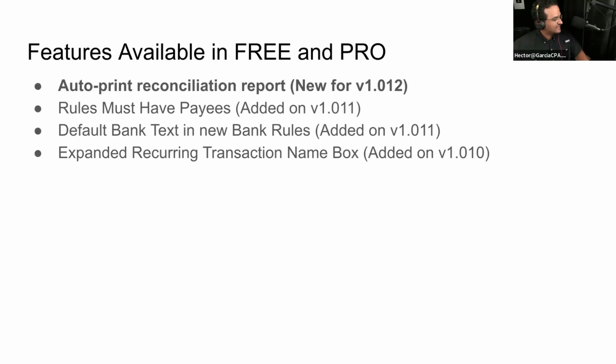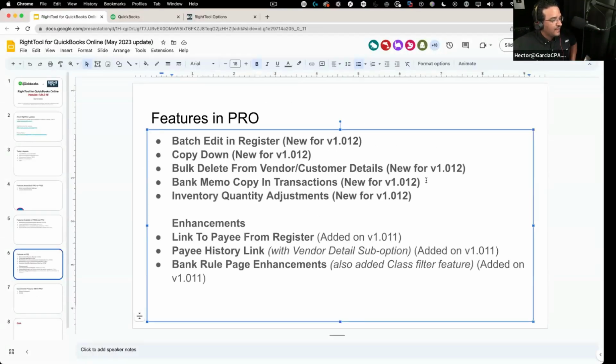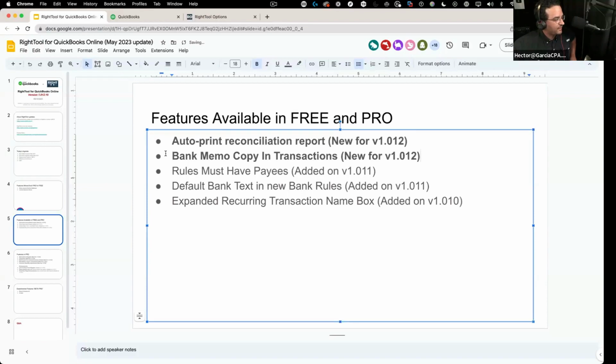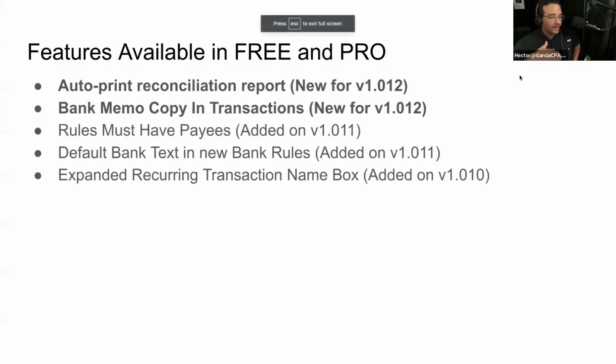Now let's go over, and actually there's a correction here, because we made a last minute decision to make a feature free. We were going to make the bank memo copying transactions a pro feature, and we ended up making that free. So we're going to cover both of these: auto print reconciliation report and bank memo copy in transactions. Actually, I'm going to give Mark the control to do that. And then we're also going to cover 3 features that have been added in the last 2 months that we haven't really talked about, and I think we should point it out. So we're going to cover these 3.